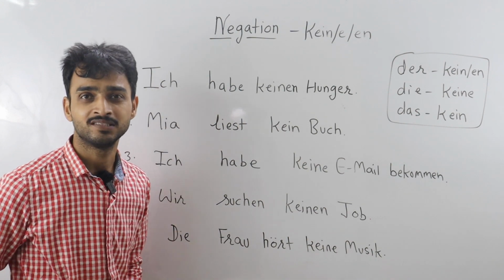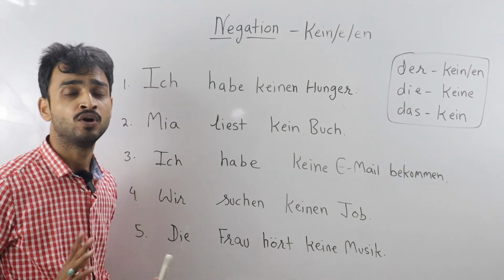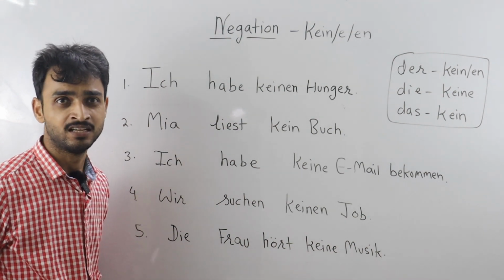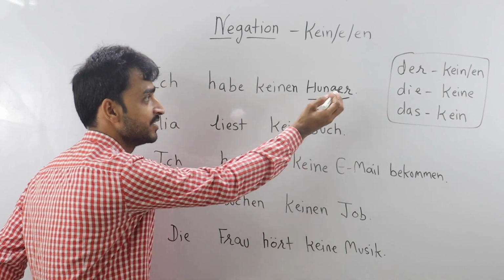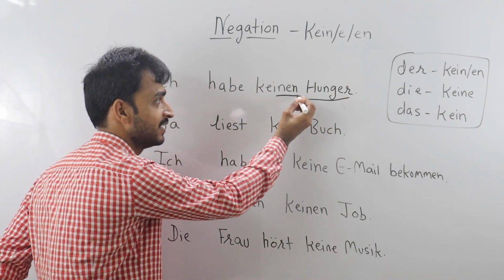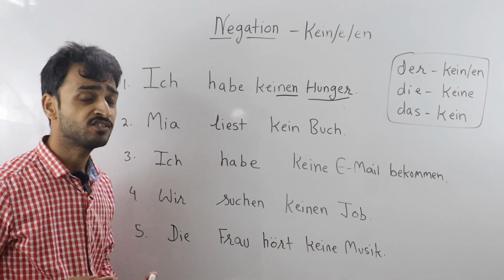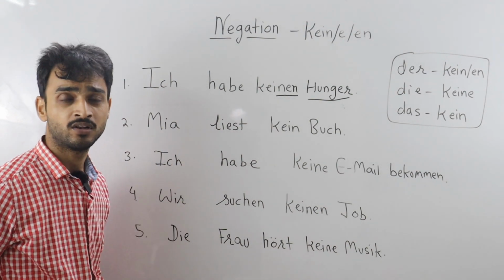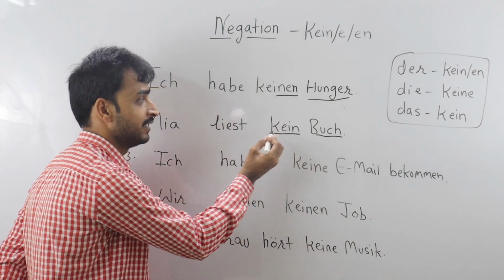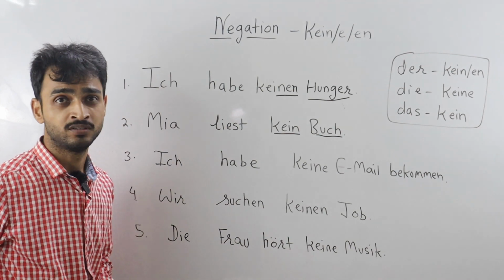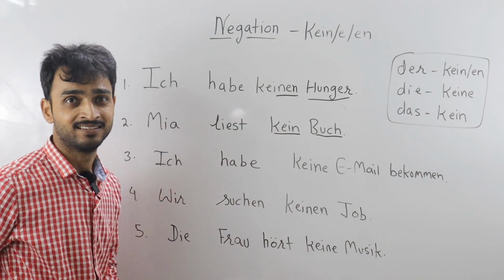Let's see few examples. Ich habe keinen Hunger. I have no hunger or I am not hungry. Here the noun is Hunger, article is der. So with der I have written keinen. Mia liest kein Buch. Mia is not reading a book. Here also Buch is the noun, das Buch, and the negation is kein Buch. As I say, if the article is das, we use kein.